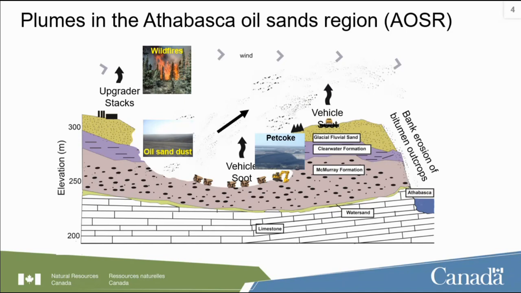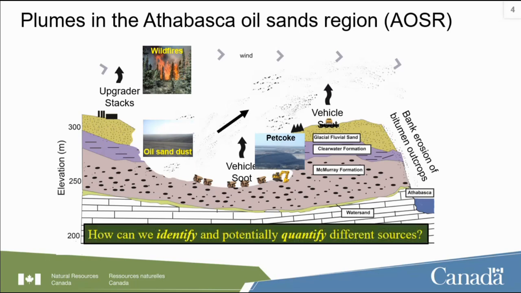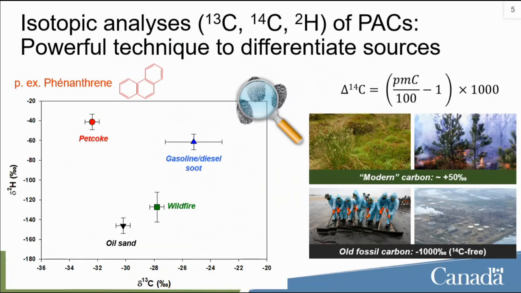But you also have other things like dust, wildfires, petroleum coke. Petroleum coke is a big part, a byproduct of their upgrading. You have vehicle emissions. And so there's a lot of different things that are going to play. Throughout the 3 cycles, this has been how can we identify and potentially quantify different sources? It's really, really difficult. And I think if I was to summarize my summary at the end, it's we've done a pretty darn good job, I think.